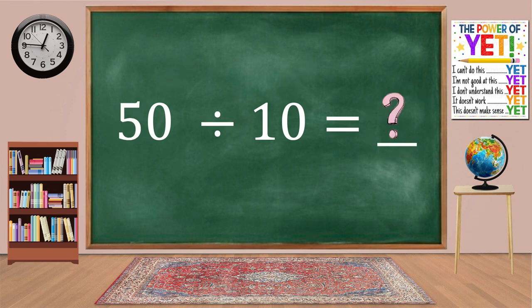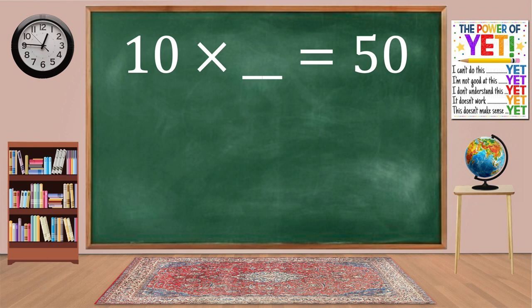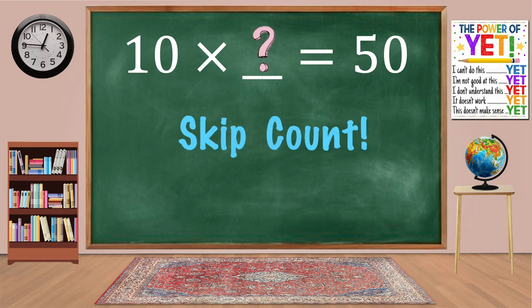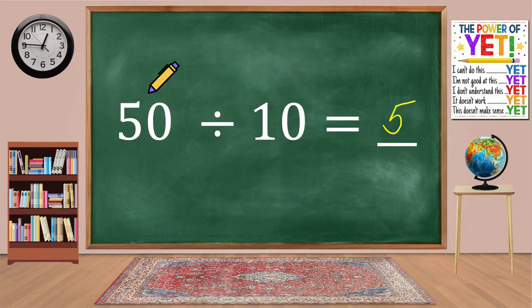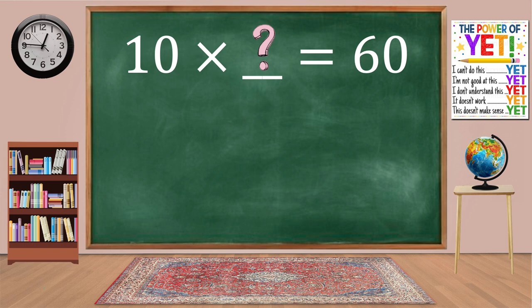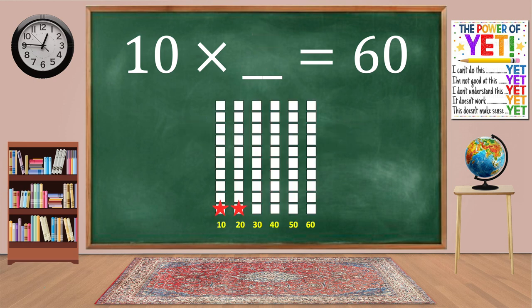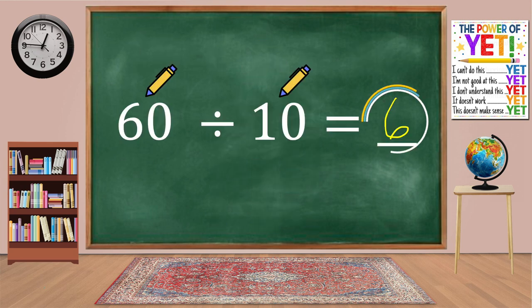50 divided by 10 equals blank. Our related fact is 10 times what equals 50? Skip count. 10, 20, 30, 40, 50. We have five columns. 10 times 5 equals 50. 50 divided by 10 equals 5. 60 divided by 10 equals blank. Our related fact is 10 times what equals 60? Skip count. 10, 20, 30, 40, 50, 60. We have six columns. 10 times 6 equals 60. 60 divided by 10 equals 6.